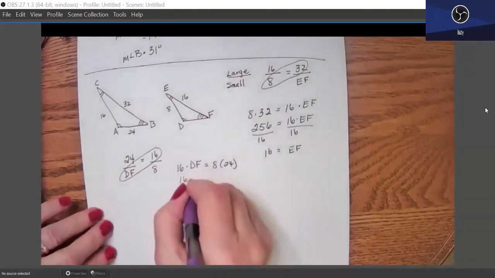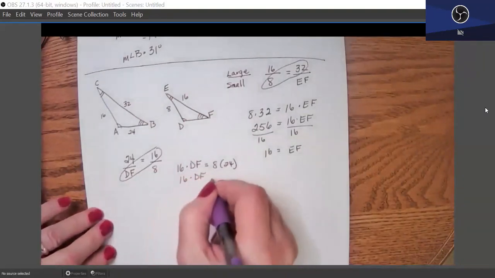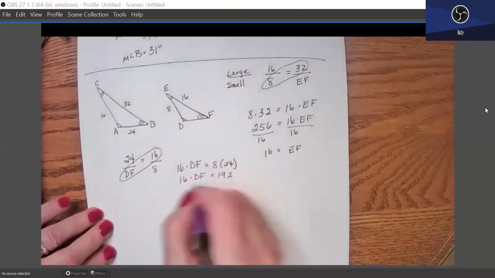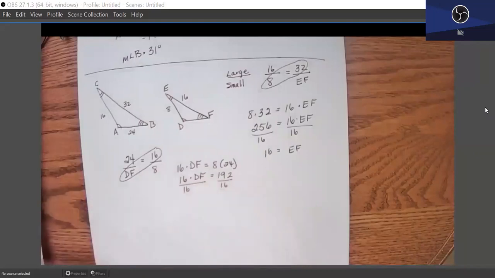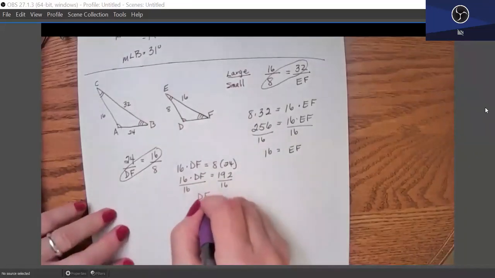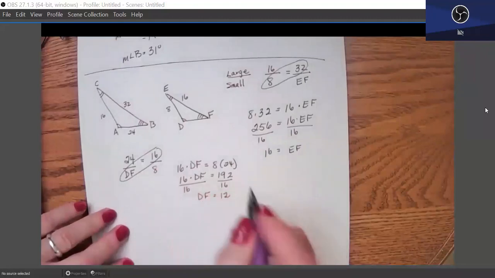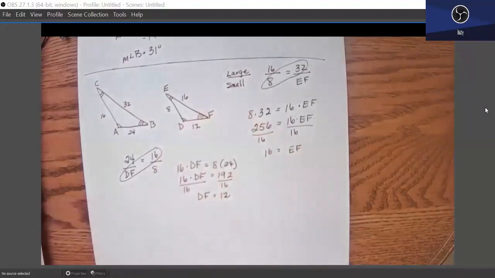So that means 16 times side DF is going to equal 192. To get side DF by itself, we're going to divide by 16. We're going to get side DF is equal to 12. So these are similar triangles.